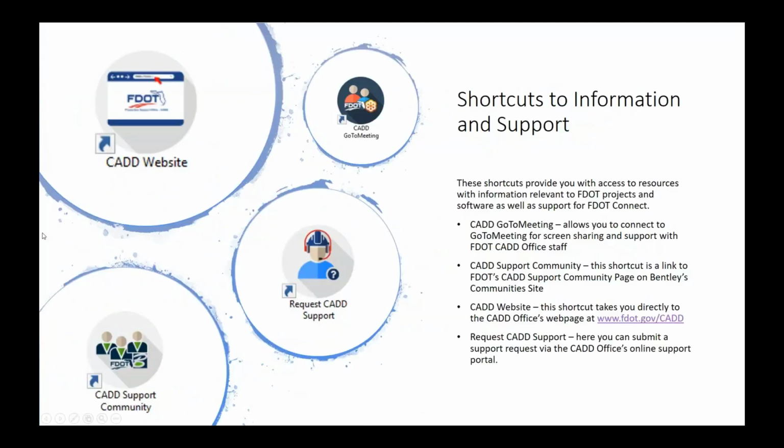There are 4 shortcuts that provide access to information and resources relevant to FDOT projects and software, as well as support for FDOTConnect. The CAD GoToMeeting shortcut allows you to connect to GoToMeeting for screen sharing and support with the FDOT CAD office staff. If you call the CAD office for support, we will often use GoToMeeting to connect with you and assist you with troubleshooting and training. Clicking this shortcut will take you to a page where you can enter the 9-digit meeting ID number that we will provide for you.